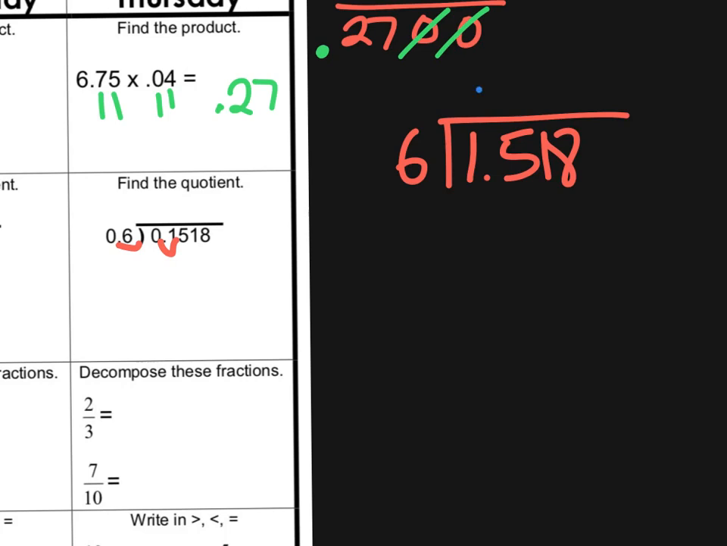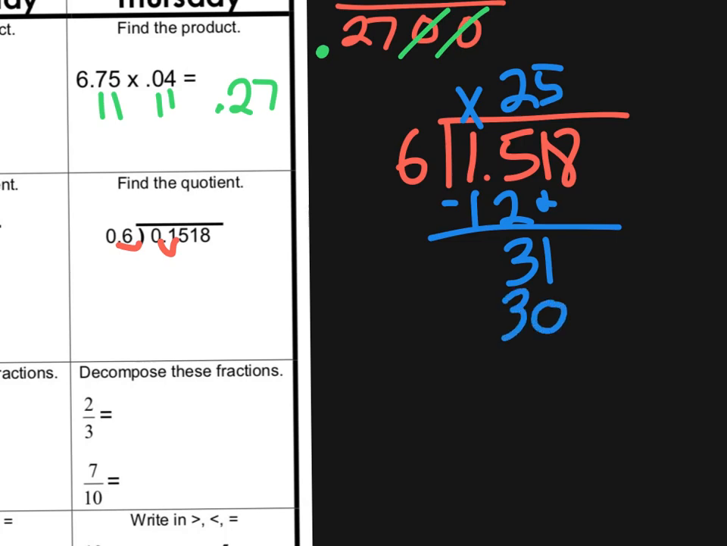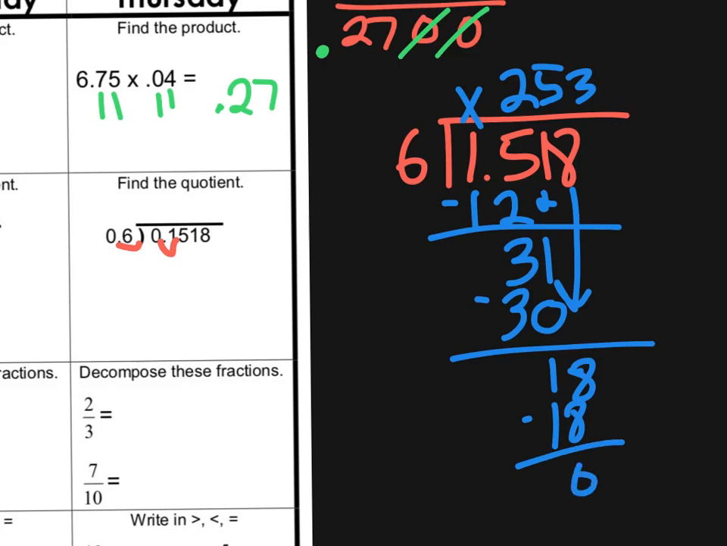6 cannot go into 1. 6 can go into 15 twice. That will give us 12. Now we have 15 minus 12 will give us 3. Drop down the 1. It can go into it 5 times because 6 times 5 is 30. Subtract that. You will get 1. Bring down the last digit, which is an 8. That makes 18. It can go into it 3 times. And of course we have a 0. We have 1, 2, 3 numbers behind the decimal, so we'll put the decimal right there to match it up.